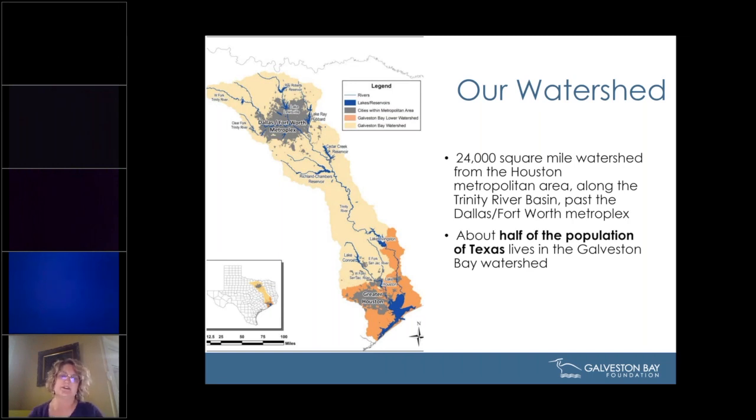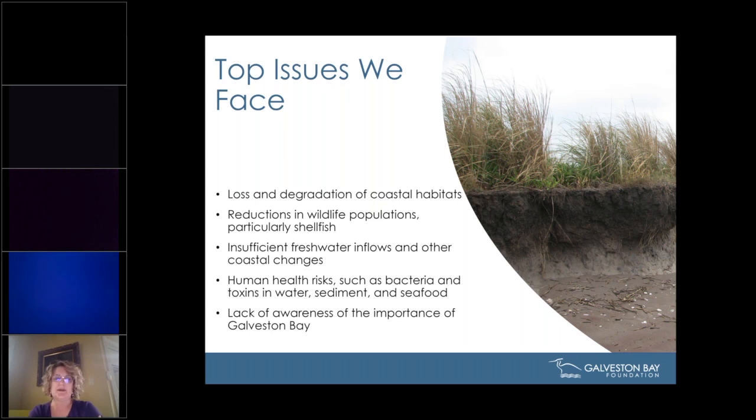The top issues we face down here are loss and degradation of habitat due to erosion primarily, and reductions in wildlife populations. The slide says insufficient freshwater inflows, but some years we have more than sufficient freshwater inflows, such as during hurricanes like Harvey and some of the floods we've had recently, which also causes problems of its own. If we don't get enough fresh water, the bay gets too salty. If we get too much fresh water, the bay gets too fresh. Obviously, we're also concerned about human health risks, and a lack of awareness of the importance of the bay is an issue we face. Today, we're going to focus mostly on the loss and degradation of coastal habitats due to erosion.